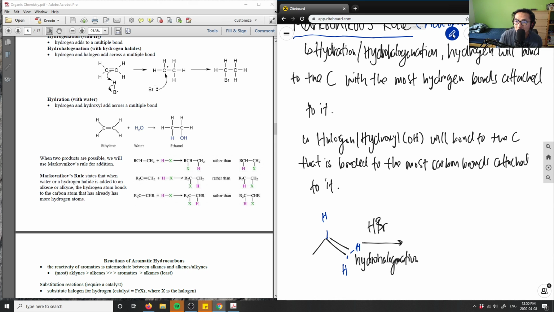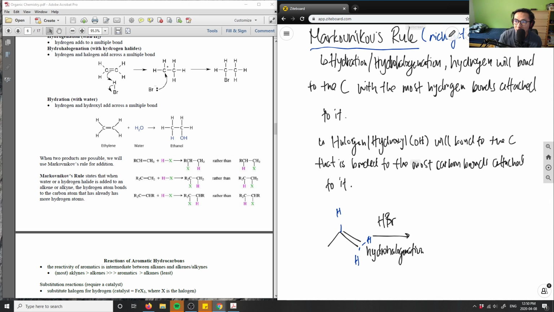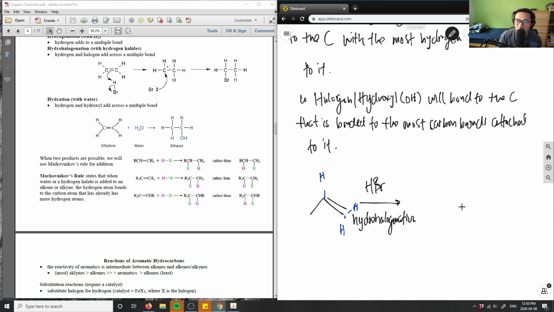In this case, my hydrogen is going to bond to the carbon with the most hydrogen bonds. The most hydrogen bonds connected is this carbon here, so this carbon is going to get my hydrogen. I'm going to redraw this and write my hydrogen in. Again, it's going to break the double bond, so this will now have 3 hydrogens, which means my Br, I'm going to write in red, will bond to this side. It's going to go towards this side, so Br will be here.